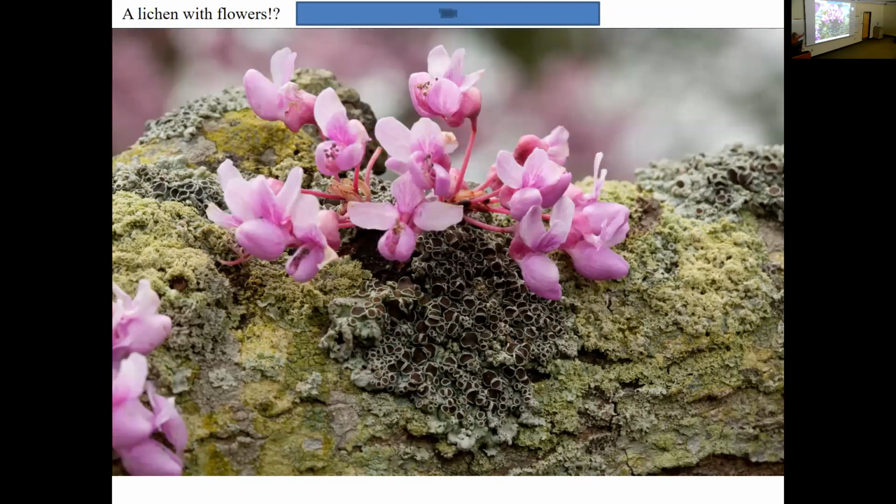So this is a picture of a branch of a redbud tree with lichens growing on it and flowers coming out of it. This is totally not Photoshopped. I would never Photoshop a lichen. This is just a redbud tree that produces flowers on the branches. And this particular lichen, notice please, it has those cups that microscopically contain the sacs called asci. And so this is the spore-producing structure of an ascomycete fungus that happens to be lichenized.